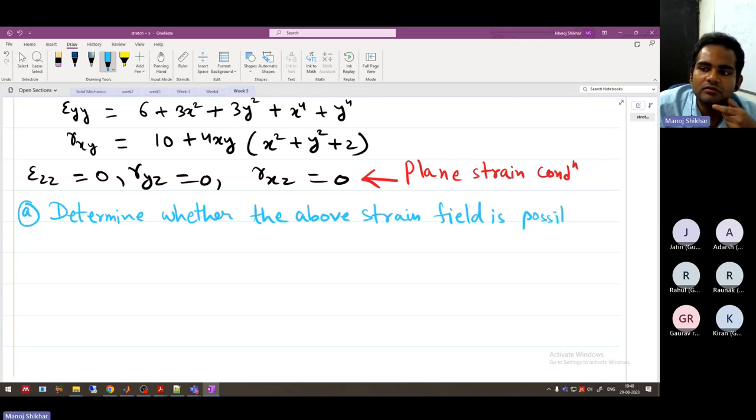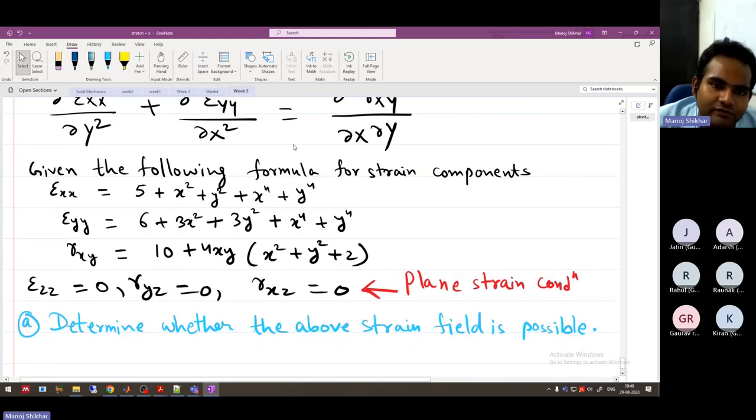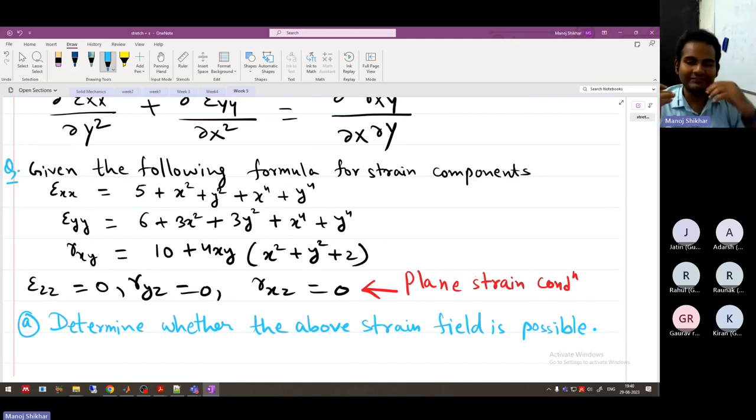Why have they asked this question? I've already discussed: any symmetric tensor cannot be a plausible strain tensor. There could be some abrupt values in those symmetric tensors which do not make sense in the physical world, or they don't have any physical significance. Like I showed you, if I give you a strain of 10 to the power 5, that doesn't make sense. So we have to check whether the strain field we have assumed will follow the norms or not.